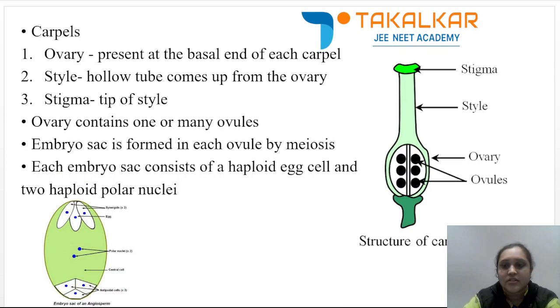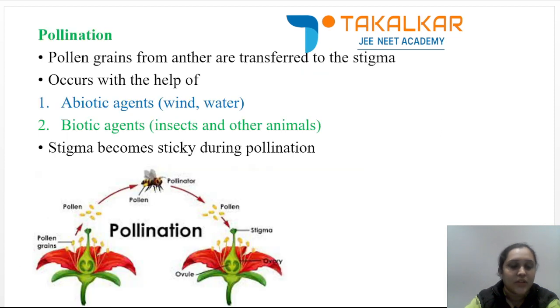Carpels. So you can see this is the structure of a carpel, which consists of stigma, style, and ovary. Inside this ovary, there can be only one ovule or there can be many ovules. And this ovule is responsible for production of the embryo sac. Inside this embryo sac, you can find a very important structure called the egg and the two polar nuclei, which are going to be involved in the process of fertilization.